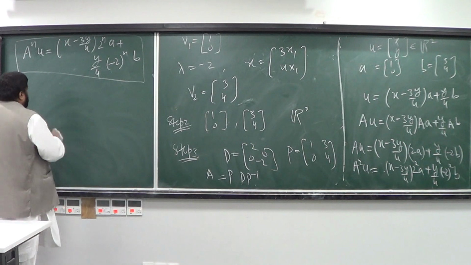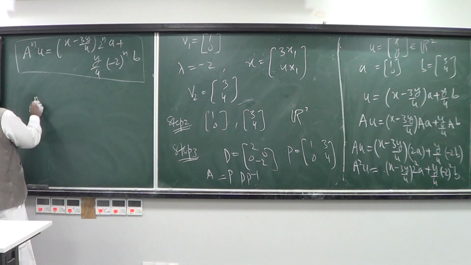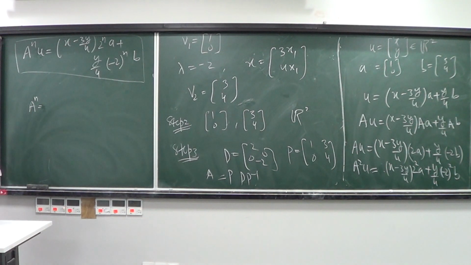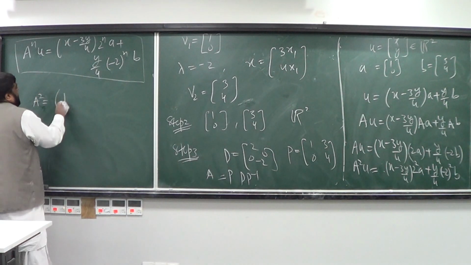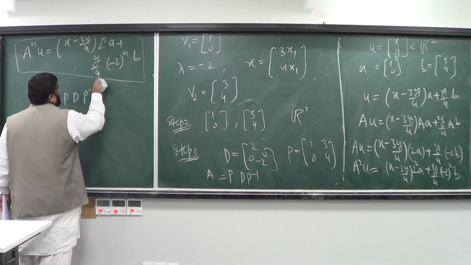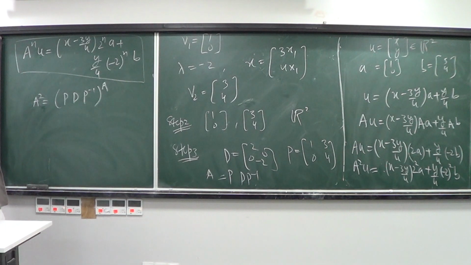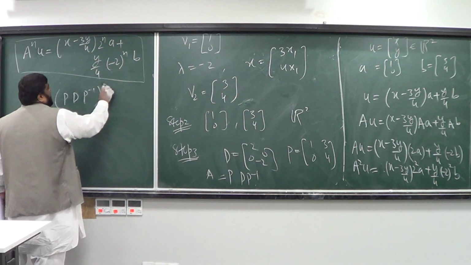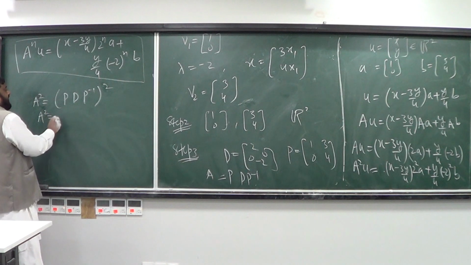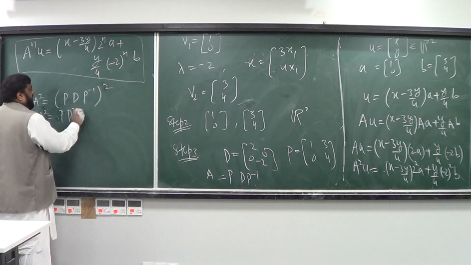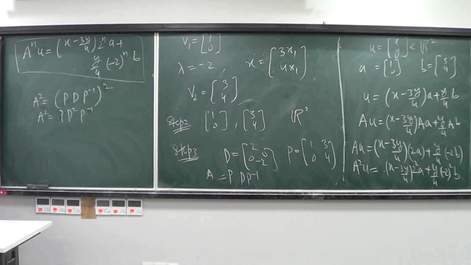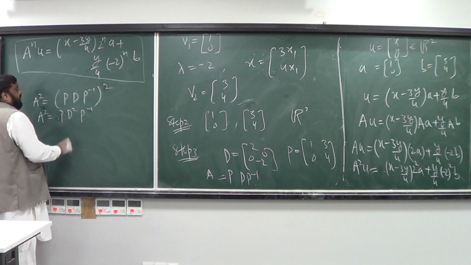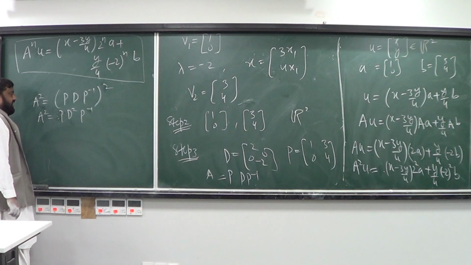Another benefit that you can get out of it is, for example, if you want to compute the power n of the matrix A. We discussed it yesterday. So for example, if you have A square, and A is P D P inverse, then A square is going to be the same as P D square P inverse. In other words, you can get this same expression from another quick way, so you don't have to do the calculation.